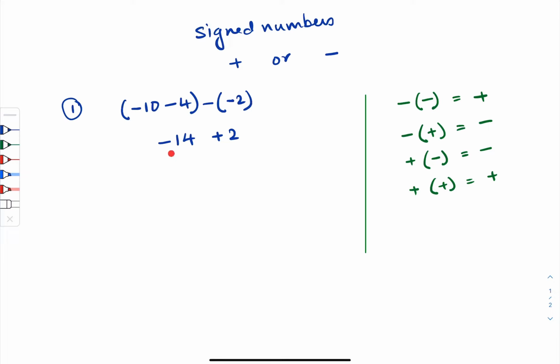Now it becomes a negative 14 plus 2, and now you have the case of two numbers with opposite signs. So what you do is you take the larger number, subtract the smaller number from it, and retain the sign of the larger number. So we're going to take the 14, subtract the 2 from 14, that gives me 12, and I'm going to retain the sign of the 14. So that's a negative 12. And there you have it. That's the first answer. Let's take a look at the next.